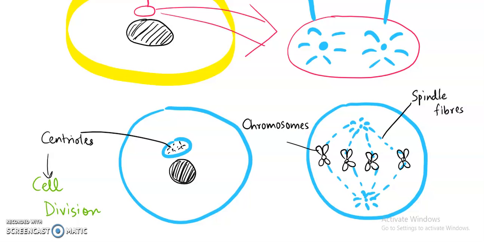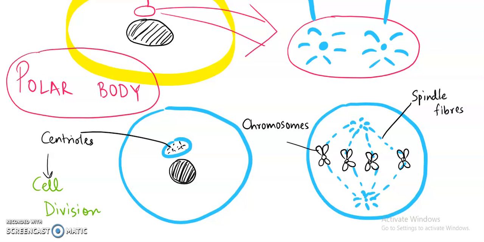In the case of the plant cell, in place of centrosome, there are polar bodies. If we are talking about singular, it would be polar body. If we are talking about plural, it would be polar bodies. So centrosome helps in cell division, whereas in the plant cell, polar bodies help in cell division.